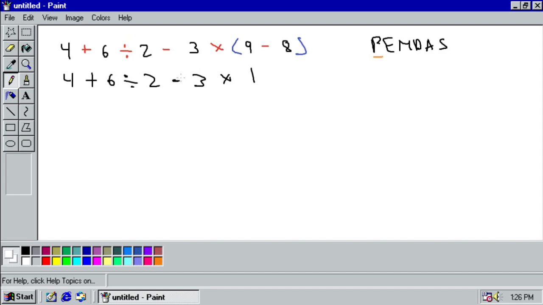Next, we need to do multiplication. We need to do exponents, but since we don't have any exponents in this, we're gonna skip to the next part, which is the multiplication part. So we have 3 times 1, that will be 3.